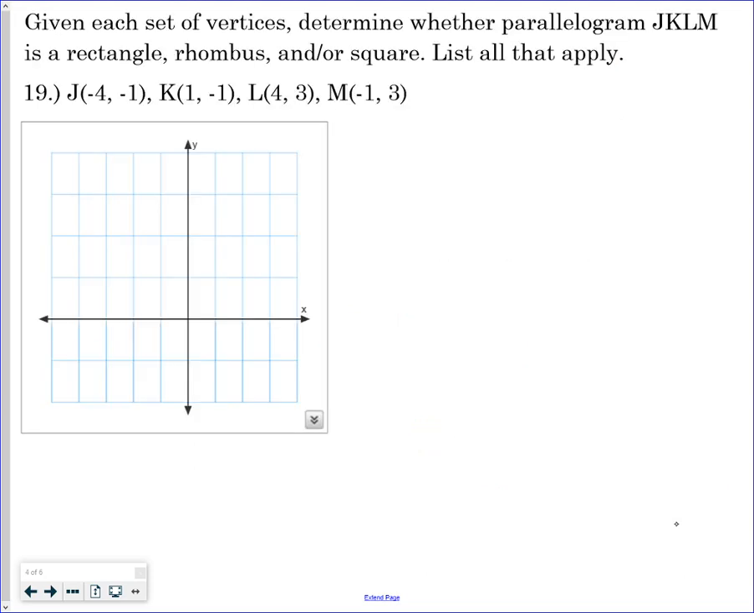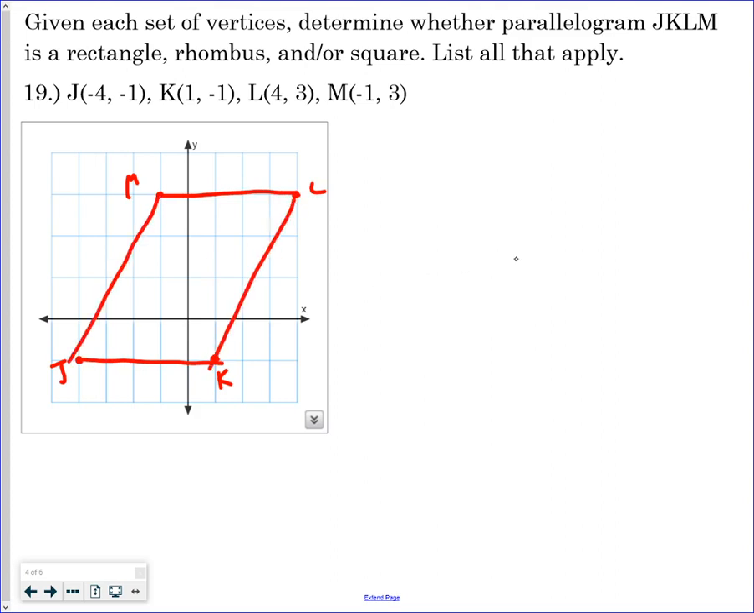All right. On this question, it says graph. Okay, great. Let's go ahead and graph it and label everything we have. So you guys have your little graph sheet, right? So -4, -1 is left 4, down 1. Label that J. 1, -1. Label that K. 4, 3. L. -1, 3. M. Make sure you're labeling them. Connect them the best you can.